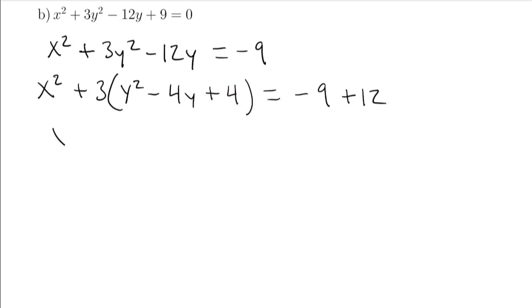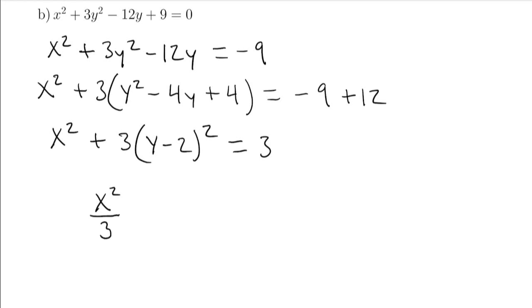Now I can complete this process. I have x squared plus 3 times, let's see, this should be y minus 2 squared. If I FOIL that out, I should get just what I had above. I can simplify the right-hand side to be 3. Now all I have to do is divide both sides by 3. We always divide by this constant on the right side because we want this to be 1. So if I divide both sides by 3, what I get is x squared over 3 plus y minus 2 squared over 1 equals 1, and this is the form that I want it to be in.